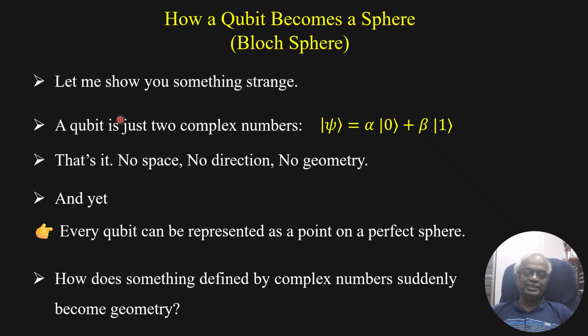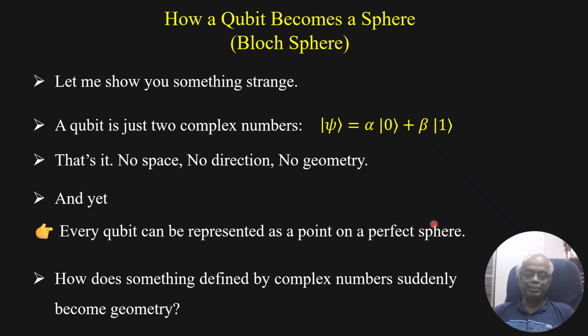A qubit is just two complex numbers, as I have mentioned in earlier class. Ket psi is equal to alpha ket 0 plus beta ket 1. That's it. No space, no direction, no geometry. And yet every qubit can be represented as a point on a perfect sphere.